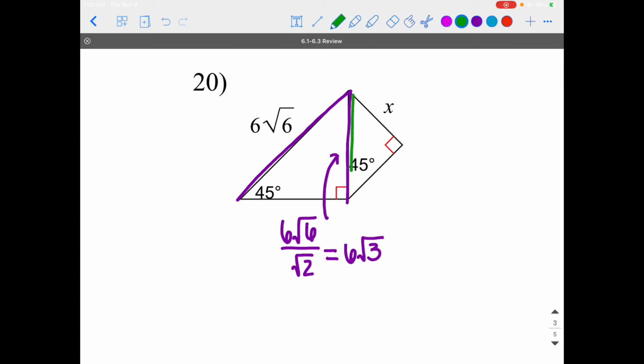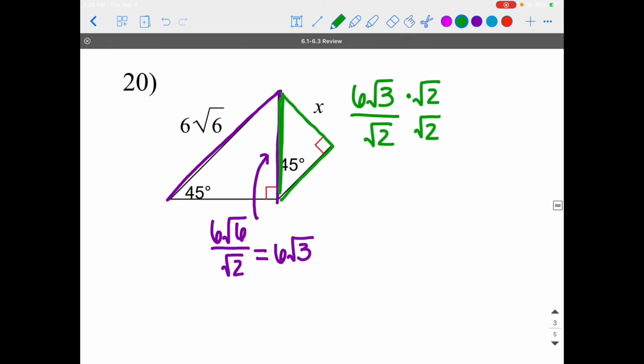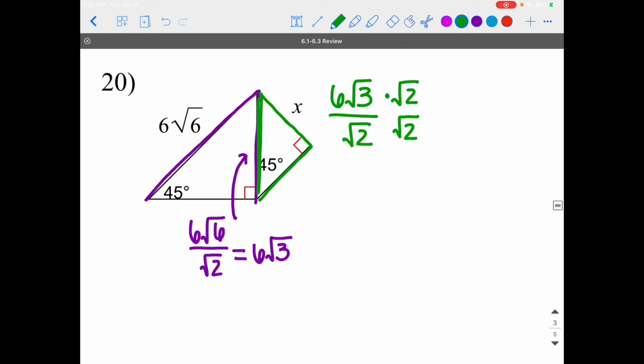And that 6 square root of 3 is the hypotenuse of the 45, 45, 90, the smaller one. And to find the leg, 6 square root of 3, when I divide that by square root of 2, this time I don't get a whole number when I take 3 divided by 2. So what we could do is multiply the top and the bottom by square root of 2. You could have done this on the other part. It just would have been a lot more work. So you can avoid it if you can. So this becomes 6 square root of 6 over 2, which is 3 square root of 6.